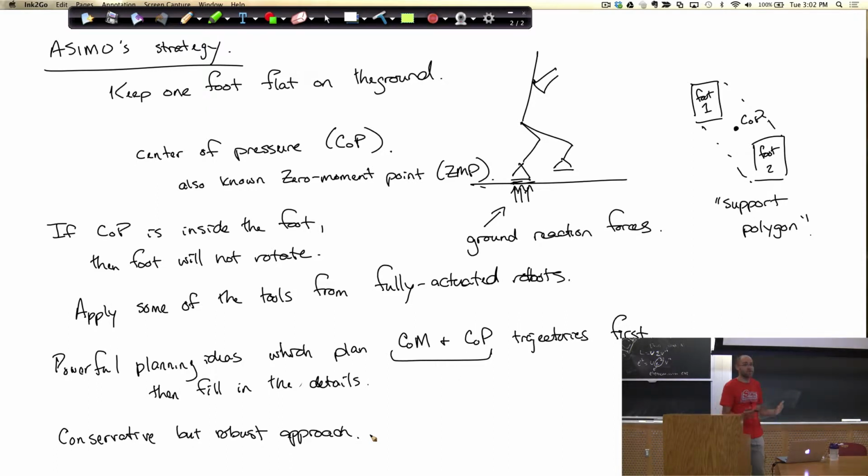But it uses something like 20 times as much energy as a human when it walks, because it's walking around with its knees bent all the time. It's not pushing off with its toes. It's not striking with its heels. And its energetics are not human-like.